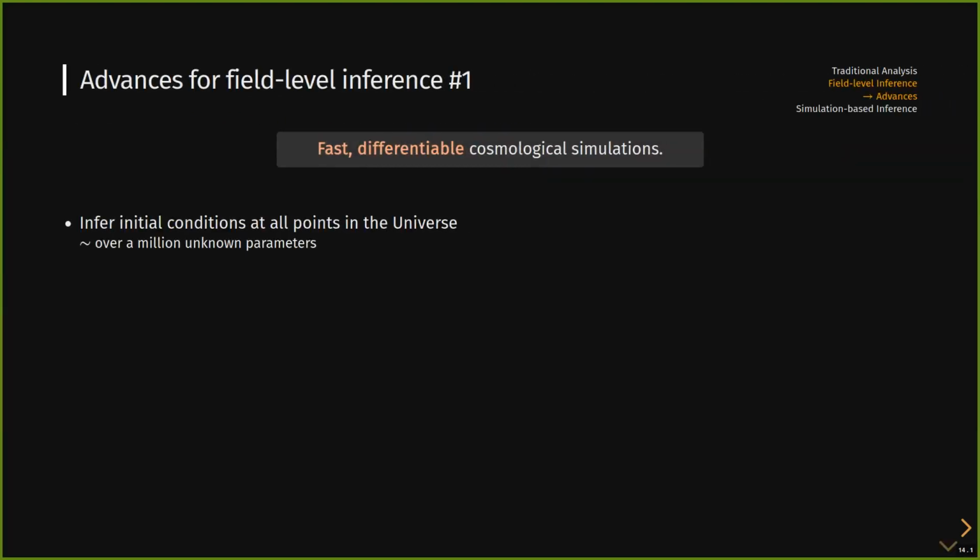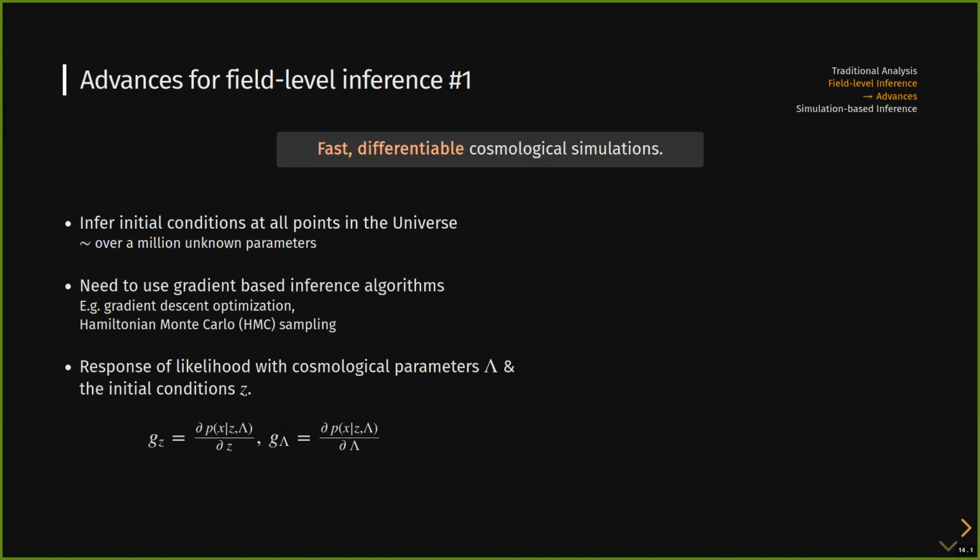So let's look at the differentiable simulations first. What we need for field level inference is fast differentiable cosmological simulations. And the reason is we need to infer initial conditions, which can be a million parameters that you want to infer. And the only way you can do that is if you use some gradient-based inference algorithms, for example, gradient descent optimization, as I was doing in my MAP estimate, or Hamiltonian Monte Carlo for sampling your posterior. What you exactly need is essentially the response of your likelihood function with respect to your initial conditions and with respect to your cosmology parameters in this case.